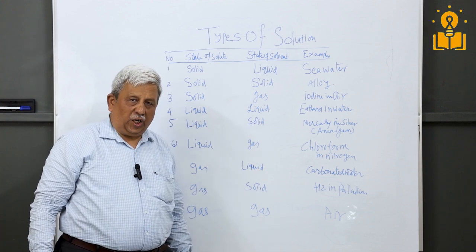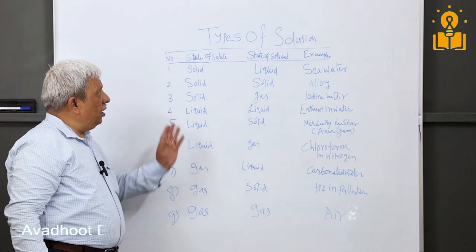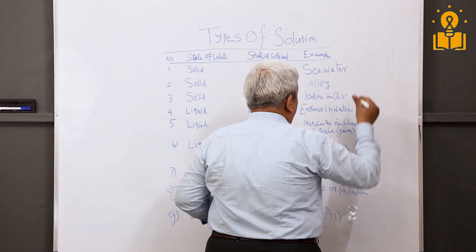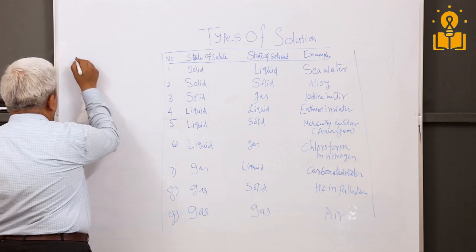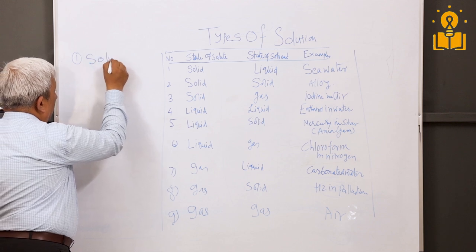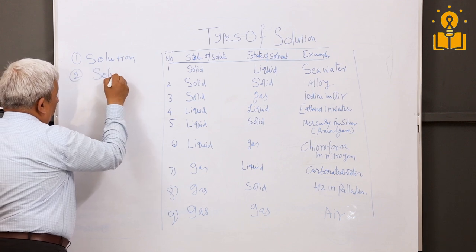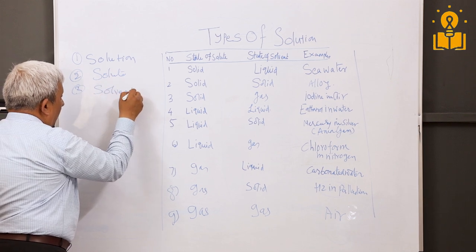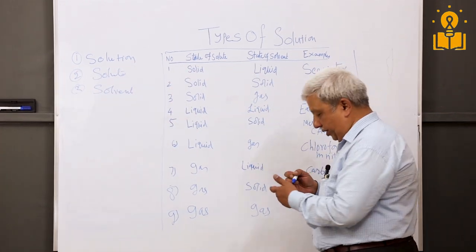I deliver lectures at Rugved Academy for higher secondary level, that is 11th and 12th chemistry. Today we are going to learn types of solutions. But before we go to the types of solutions, there are various things we should know. First, what is a solution? Second, what is a solute? Third, what is a solvent? These are the three things we must know before anything else.